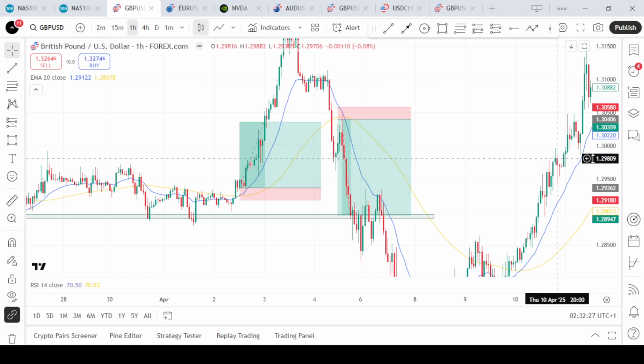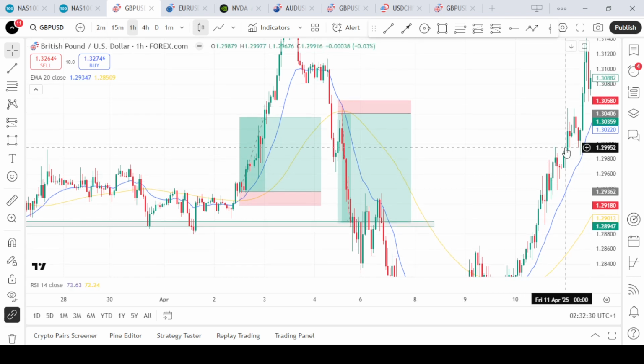So there are so many ways you can set your take profit. All you need to do is backtest and choose the one you are most comfortable with.